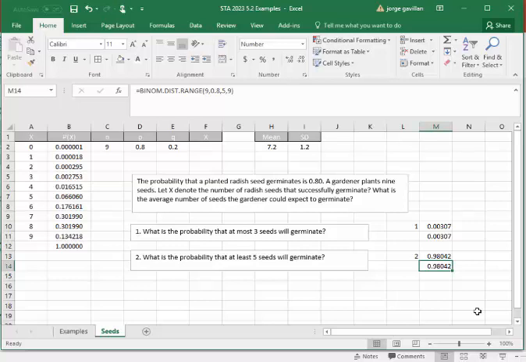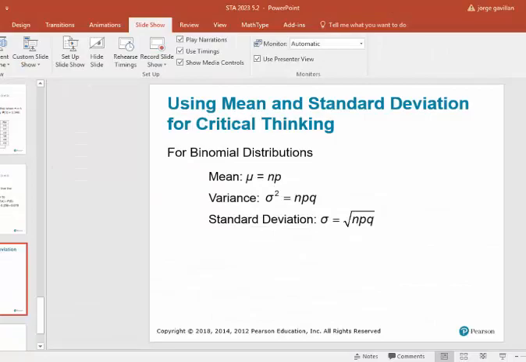So the first thing is build a probability distribution, and then you can use the first method, which is just the sum of the cells that pertain to the question, or you can use the function distribution range to find the answers for at most or at least. And that's the end of 5.2. Thank you.